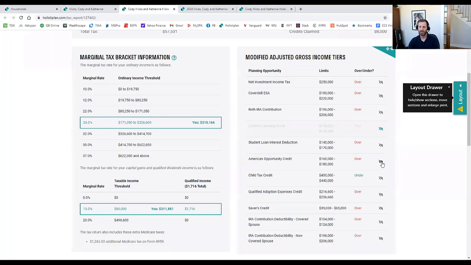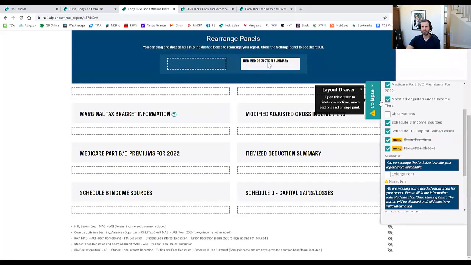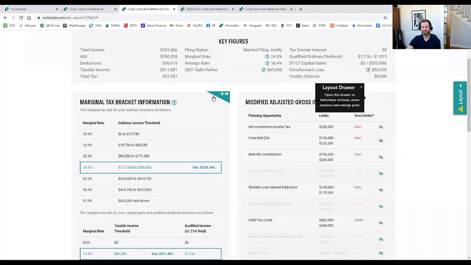So maybe you keep that, maybe you don't, but I'm probably going to get rid of the American Opportunity Credit, probably going to get rid of the adoption expenses credit because that's not going to apply to this particular situation. I'm definitely going to get rid of the savers credit because they're way over that and it's not worth spending the time to talk about it. These other two, your mileage may vary, but now when I print out the report for a client, all I'm showing them are the things that might apply to them. Again, I'd probably choose to hide the Medicare one. Not necessary. So, again, do with that what you will.